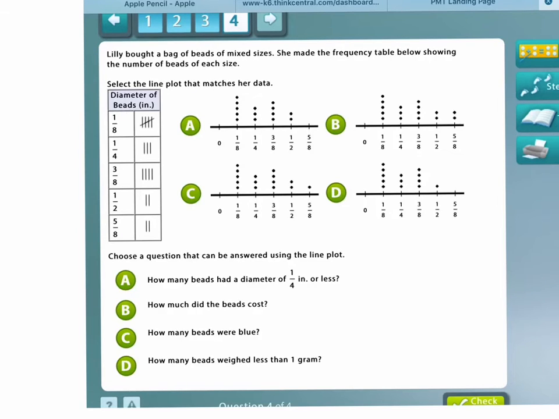Problem number 4, a 2-part problem. Lily bought a bag of beads of mixed sizes. She made a frequency table. That's this over here, showing the number of beads of each size.